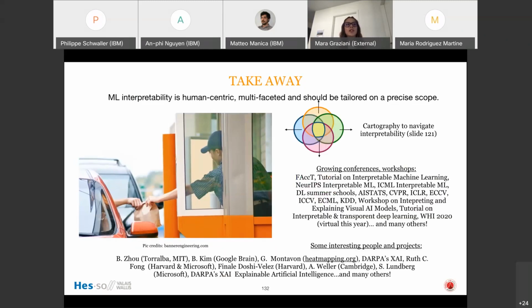Now, there is also here a list of growing conferences, workshops, and interesting people in the field. And I think it is definitely worth following this if you want to get involved with machine learning interpretability. Again, this is absolutely not exhaustive, as these are only main conferences on computer vision applications, and there are tons of more specific applications on different approaches and different methods.